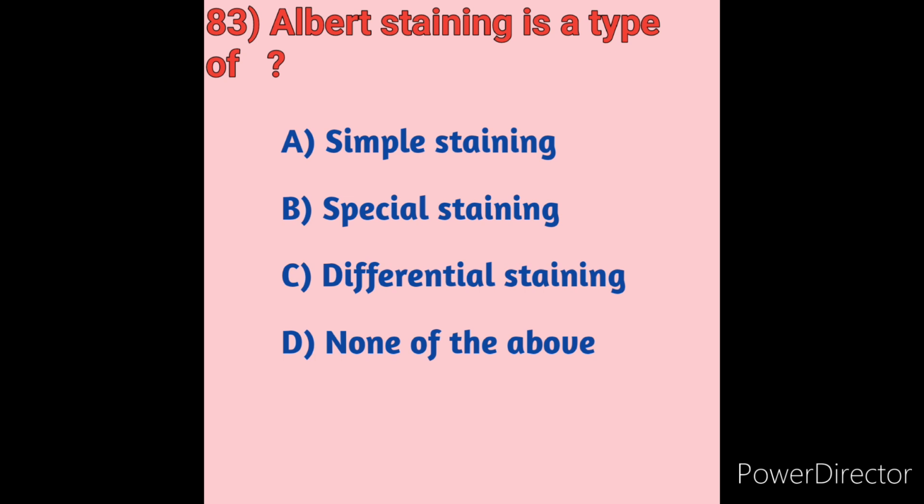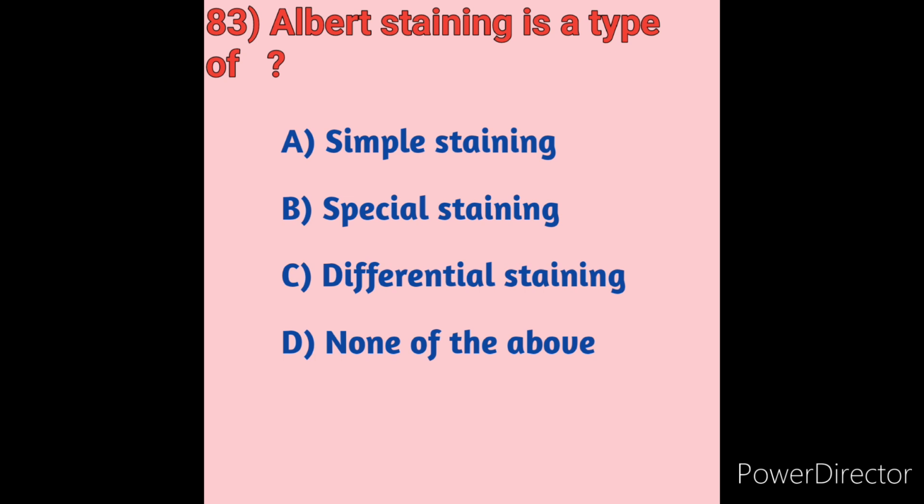Albert stain was first described in 1920 and is a type of differential stain used for staining the volutin granules, also called metachromatic granules or Babes-Ernst granules, found in Corynebacterium diphtheriae. So here Albert staining is a special staining. Option B is the correct answer. What is special staining?